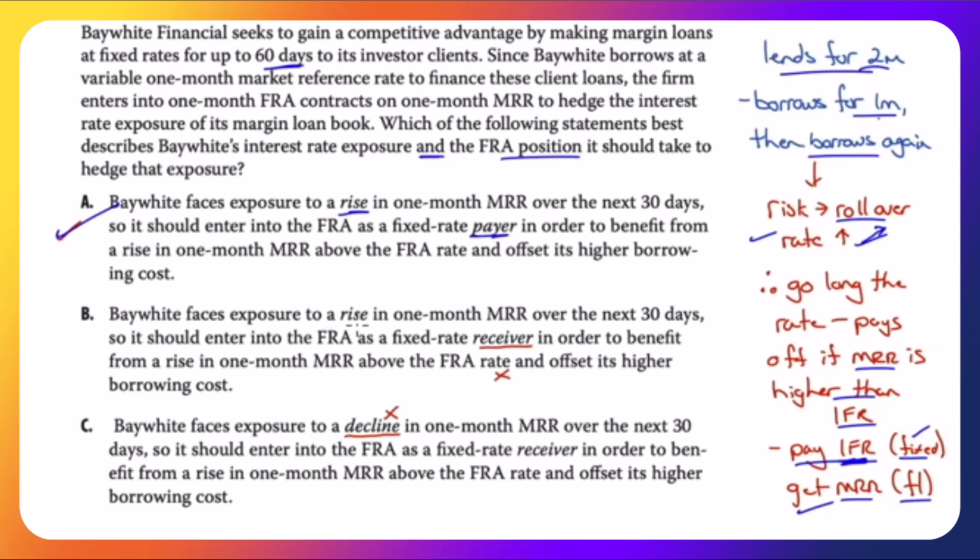Bay White faces exposure to a rise in 1-month MRR over the next 30 days. You would say, okay, you got me. I'm saying yes. So it should enter into the FRA as a fixed rate receiver. Not a fixed rate receiver. We need to be a fixed rate payer. Because if this rate rises and we're a fixed rate receiver, we would then have to pay the higher MRR. We don't want that. So we can get rid of that one. Bay White faces exposure to a decline in 1-month MRR. No, we've already said our risk is to the upside, not the downside. We can get rid of that one right away. A.